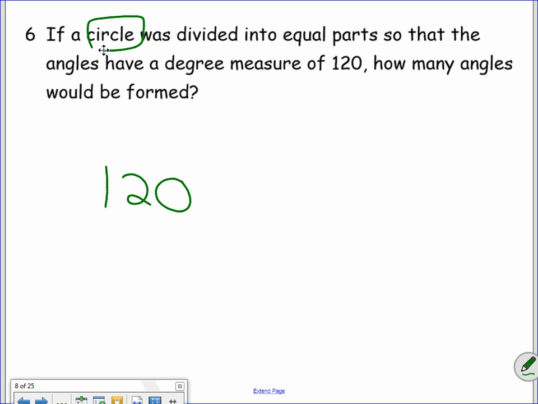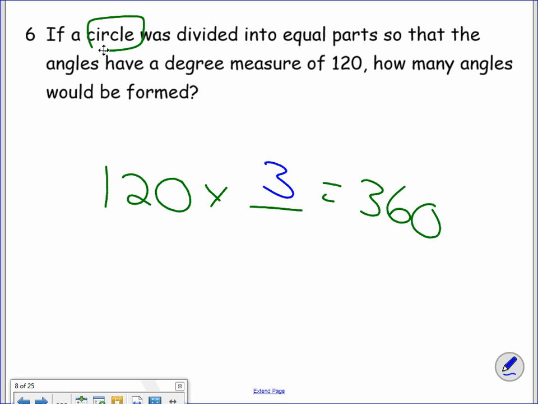Well, we know a circle equals 360, right? So what number times 120 equals 360? Well, what number times 12 equals 36? That would be a 3. So how many angles would we need? We would need 3 angles, because 3 times 120 equals 360.